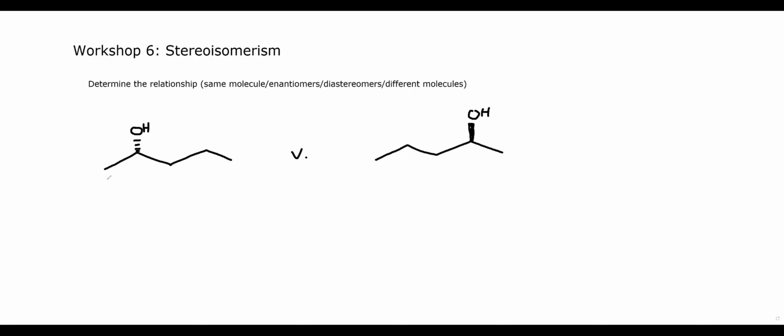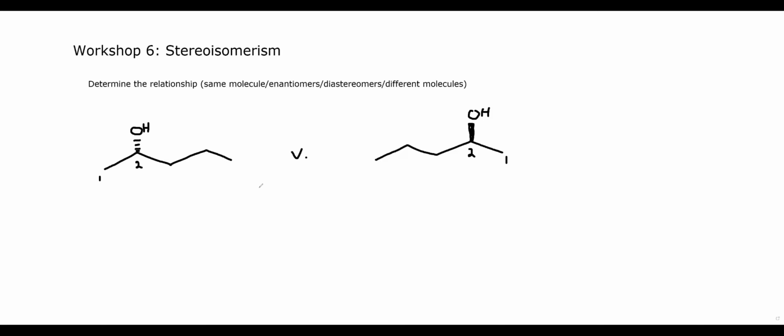Okay, so in both cases, it's a 5 carbon chain, 1, 2, 3, 4, 5, 1, 2, 3, 4, 5. And in both cases, the alcohol is on the second carbon. Remember, you count from the side which is closest to those functional groups. So you can start from the left over here, start from the right over here. In both cases, the alcohol is on the second carbon of the chain.